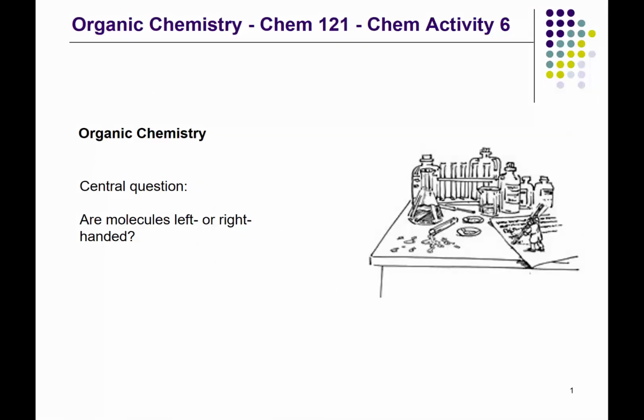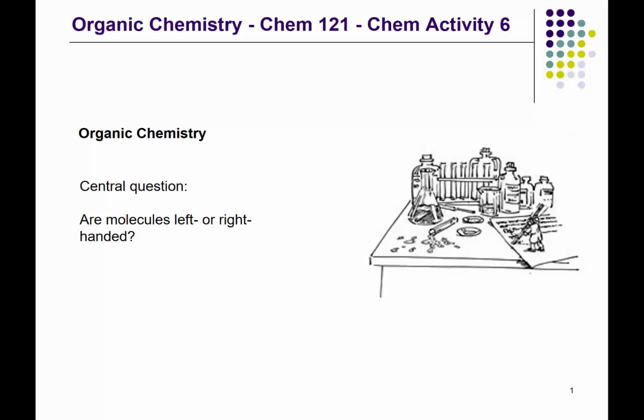In this video, we're going to extend our exploration of isomers, and in particular, we're going to look at the concept of enantiomers. So the focus here is an introduction to chem activity number 6. On the screen, you can see that we asked the central question, are molecules left or right-handed? Now, at first, you may not understand this question, but as we unpack these ideas, you'll see that it's quite a relevant question.